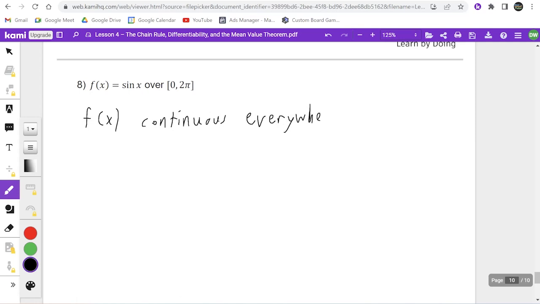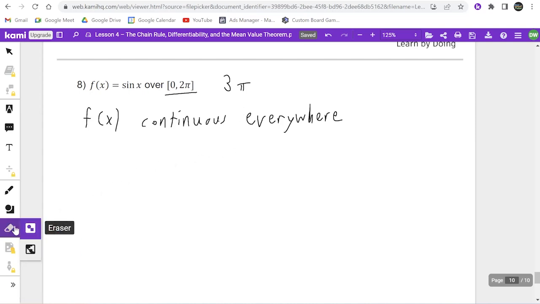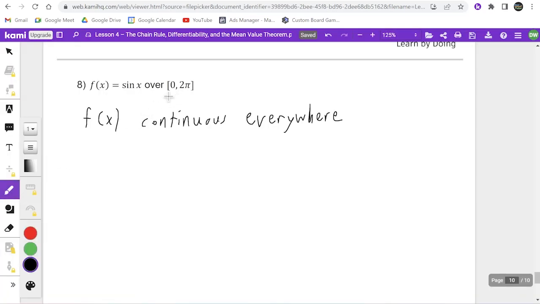And by the way, let's say hypothetically that sine x was not continuous at 3 pi. Let's just make up a number, 3 pi. Would that be a problem for us? No. Why not? Because I'm only looking at 0 to 2 pi. 3 pi is outside of my range. So even if it wasn't continuous everywhere, there's still a chance I can use the mean value theorem as long as it's continuous within my bounds, 0 to 2 pi.